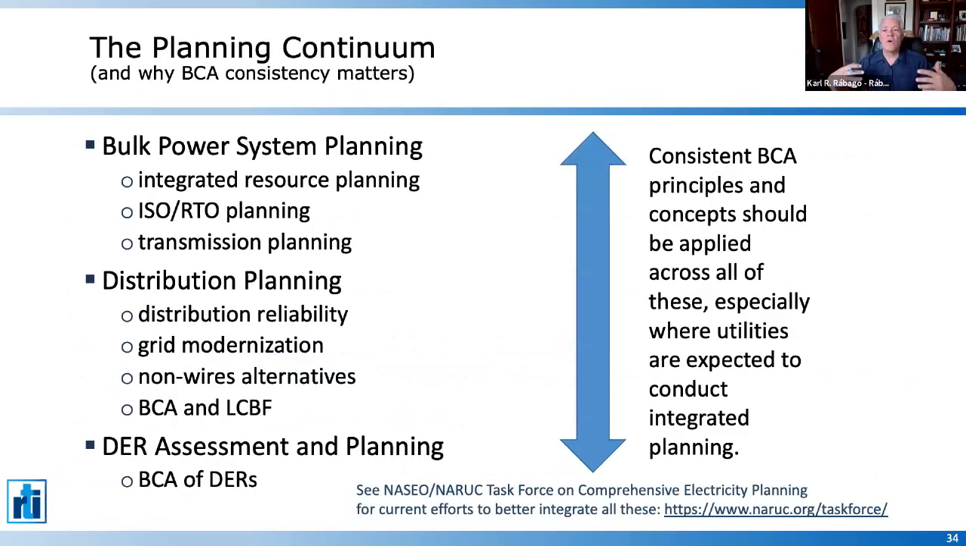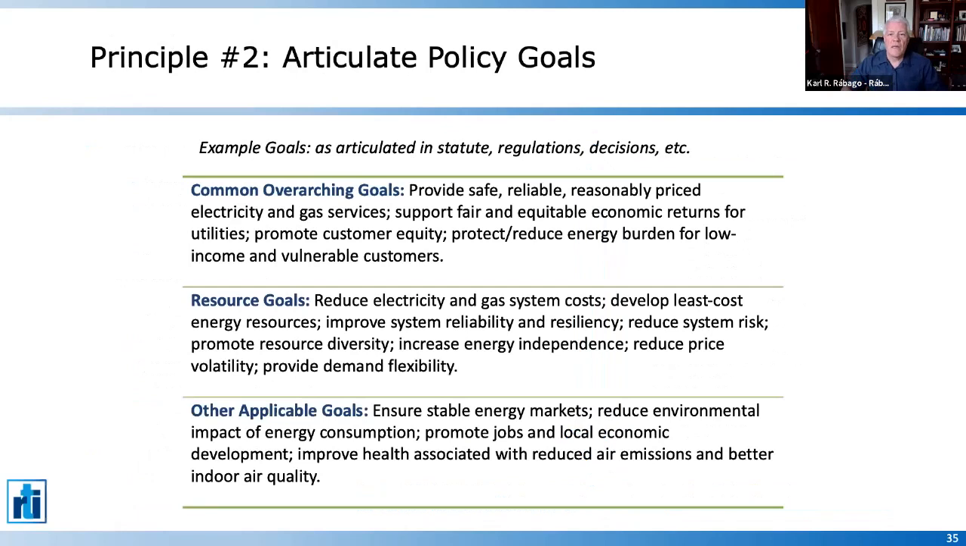On the planning continuum, if you're in the utility business, you are being called to look at or produce plans that are just growing. What used to be the simple thing, just bulk power system planning, has now been added to by integrated resource planning, of course, but then distribution planning and assessment of DERs. Consistent principles can apply vertically as well as horizontally, and that's the point of this graph. And they'll give you the same benefits if you do that as well.